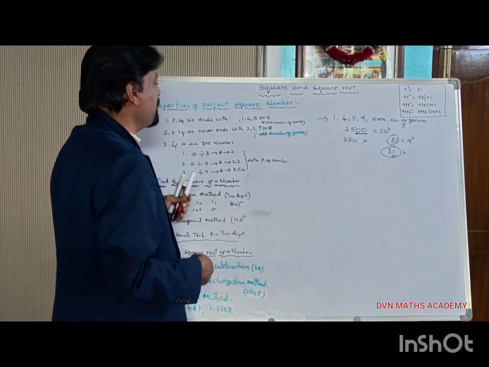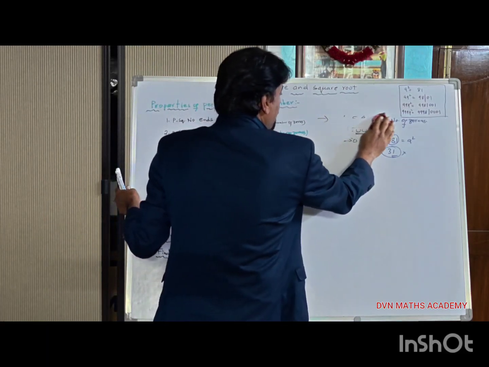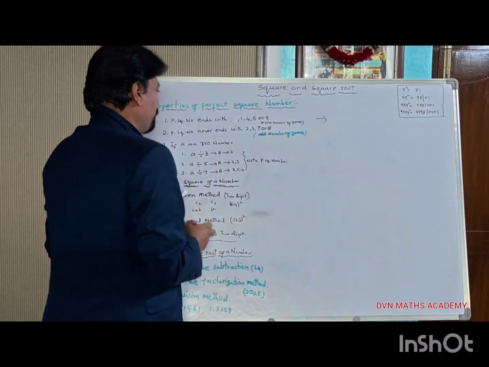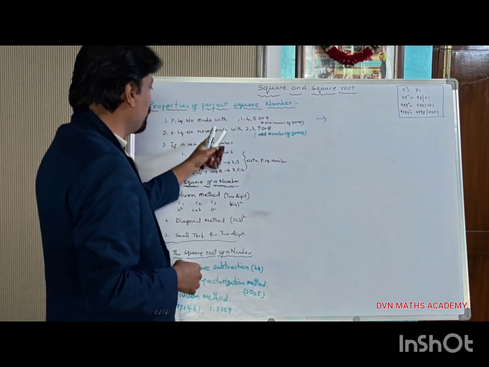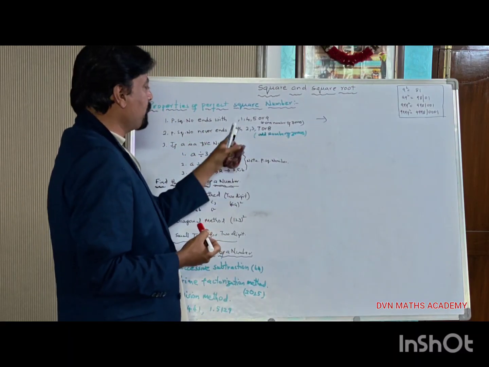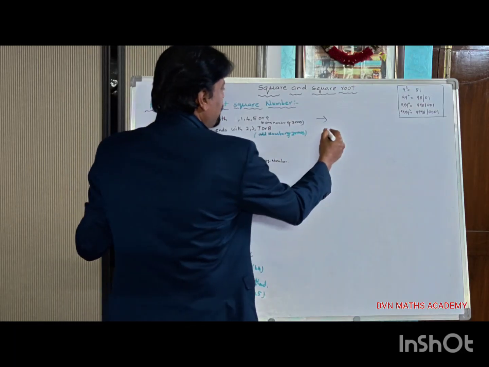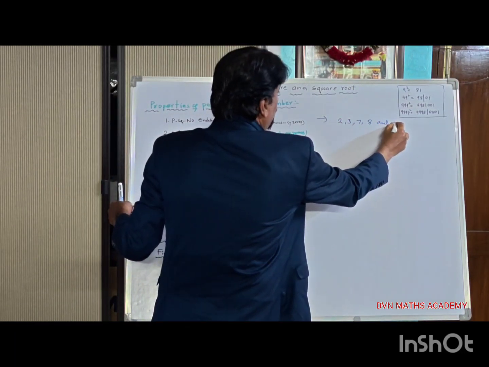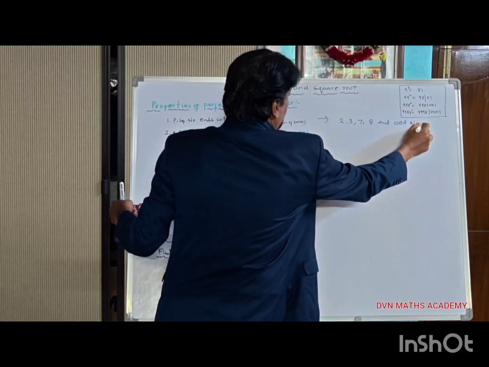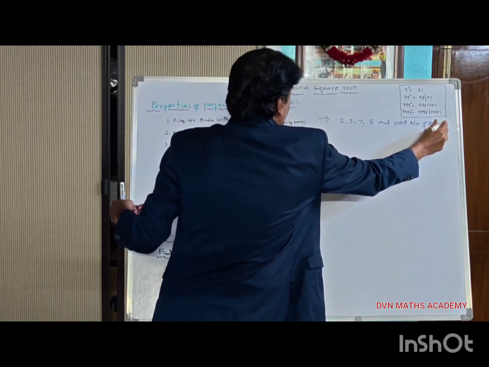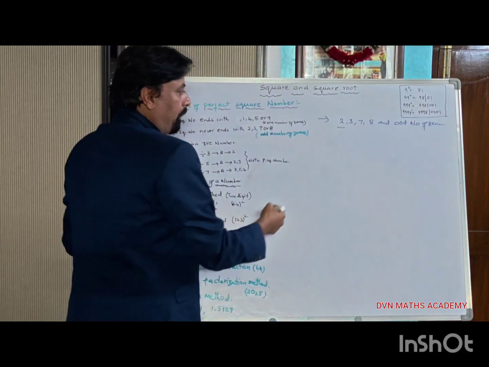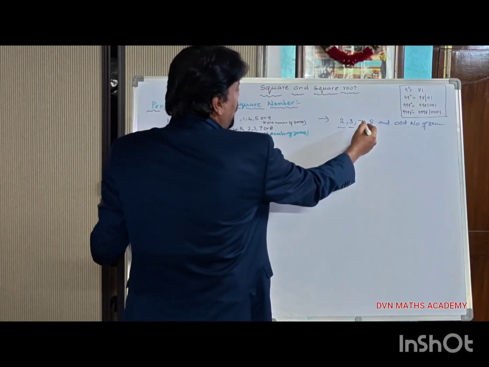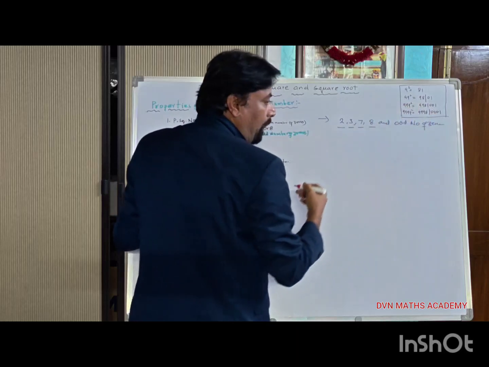But the second property is very, very important. We can decide which are not perfect square numbers. A perfect square number never ends with 2, 3, 7, 8 and an odd number of zeros. For example, a number ending with 2, a number ending with 3, a number ending with 7, a number ending with 8, or a number ending with an odd number of zeros.